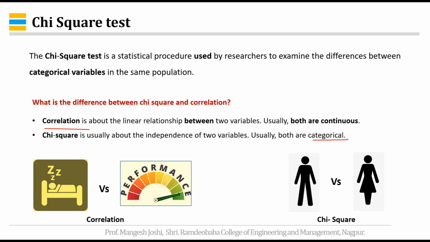In correlation, we have seen the number of sleeping hours versus the performance. We have seen the relationship between these two factors. Now, in the chi-square test, we may have the number of boys and the number of girls in a school. Both are categorical variables and we are counting the numbers.